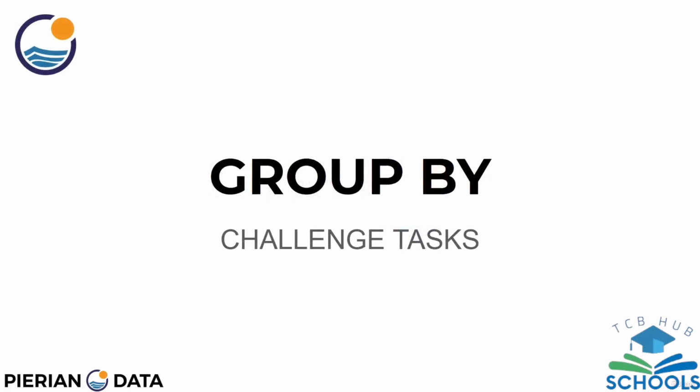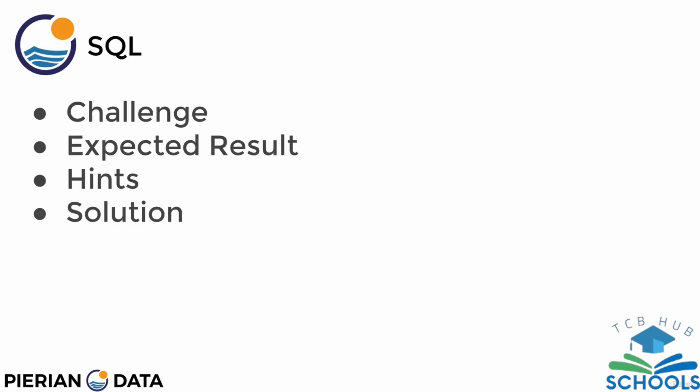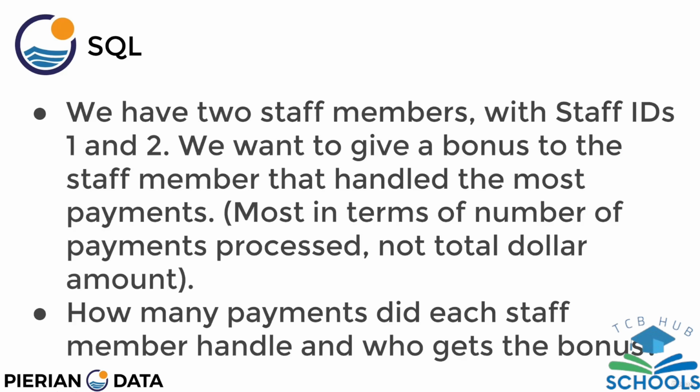Welcome everyone to this lecture for your challenge tasks for the group by section of the course. As always, we'll have the challenge presented, then the expected result. We'll give you hints if you need them, and then we'll go over the solution. Your first challenge task goes as follows. We have two staff members with staff IDs 1 and 2. We want to give a bonus to the staff member that handled the most payments. Most in terms of number of payments processed, not total dollar amount. So, how many payments did each staff member handle and who gets the bonus?